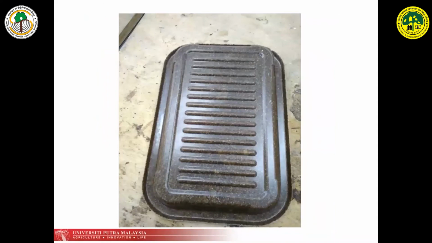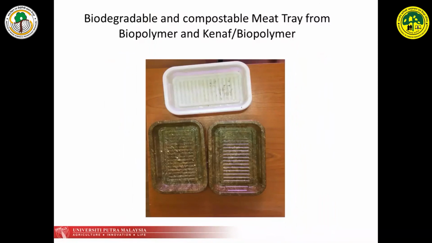And go further, these are the others. We use the kenaf material, similar to how you can use bamboo, wood fibers and all these things. And it is possible to make a pure biopolymer tray, and this one is mixing kenaf with the biopolymers tray.